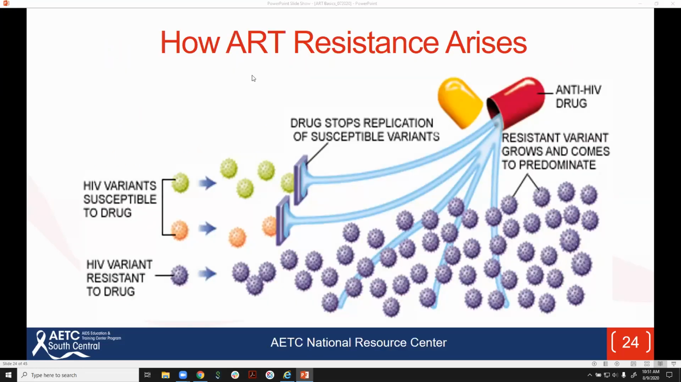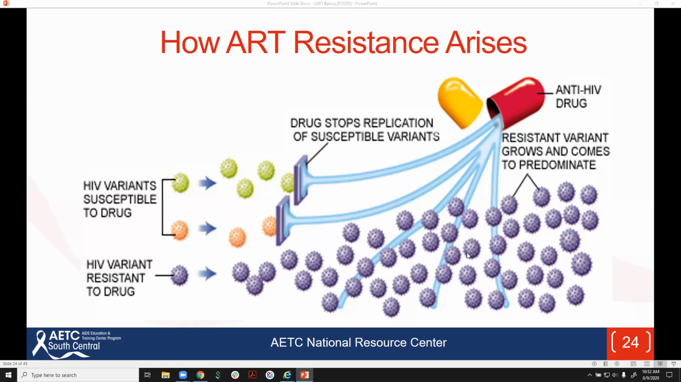So I really like this old image. It's kind of older, but it works beautifully. If we have HIV variants that are susceptible to the drug, let's say that's a wild type virus, and I take antiretroviral therapy, then that therapy stops that virus from replicating, and so there are not new copies made. If there is a virus that's resistant to the particular drug that the patient is on, then that resistant variant has a competitive advantage over its peers who are susceptible. They stop replicating, but this resistant virus keeps replicating.